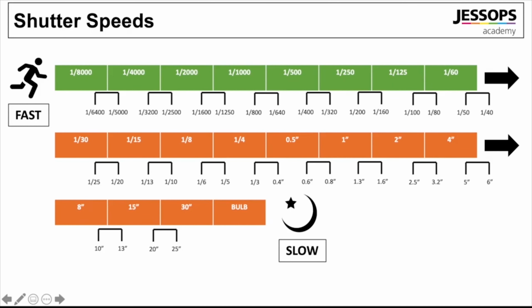It is worth pointing out that when you're using a slower shutter speed, as you can see here on this diagram, anything in the orange is what we'd consider slow for most cameras and most people. And I say most people because it depends on how steady you can hold your camera, and that obviously varies from person to person.